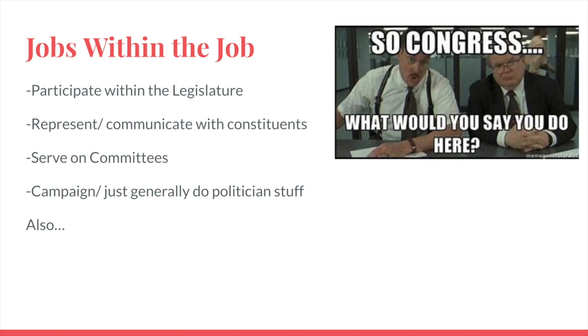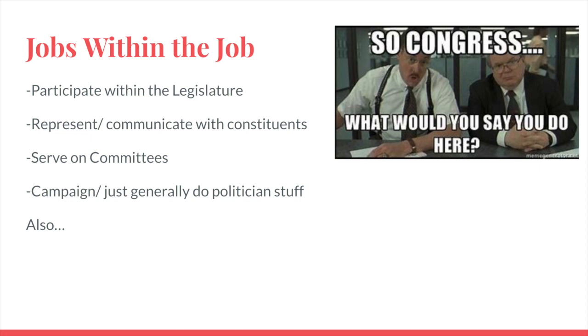Also, just politician stuff. So when you think about this, this is going and advocating for businesses within your state. This could be going and making speeches at conventions for your political party. So Tester might speak at one for the Democrats, Daines might speak at one for the Republicans. It's that sort of stuff. So just kind of day to day what you think of for politics.